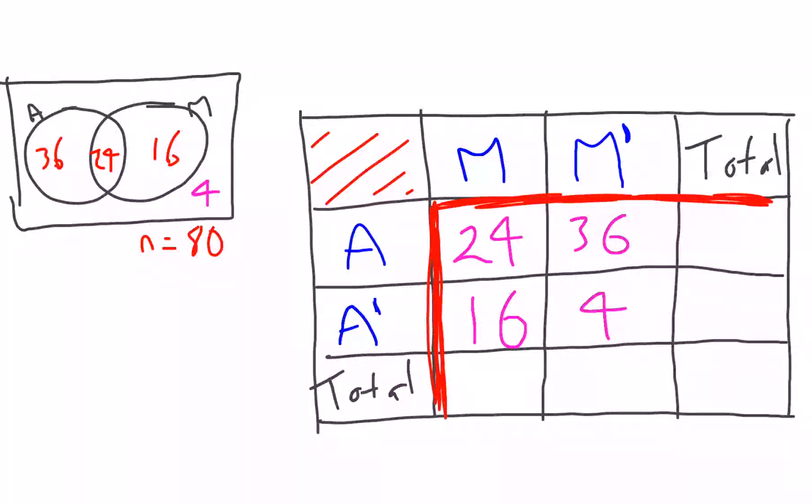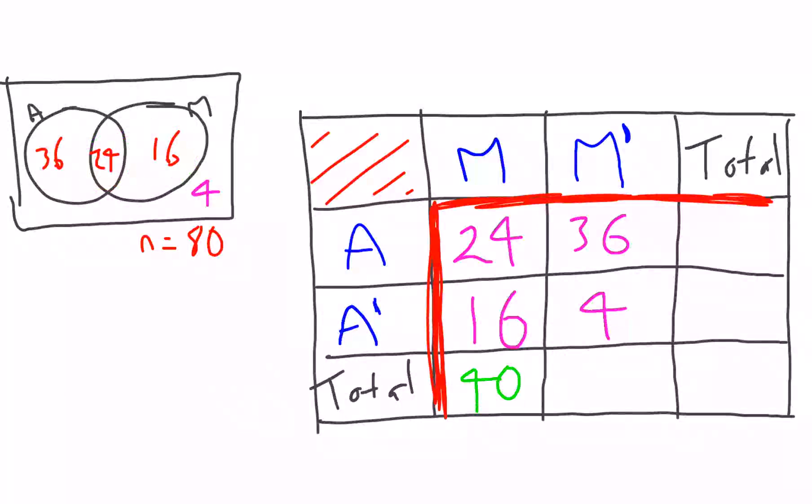Then we can work across and down on our Venn diagram for our totals. The total number of students who do music is these ones who do just music and these ones who do music and art. 24 plus 16, that's 40 students who do music altogether. 40 students there.